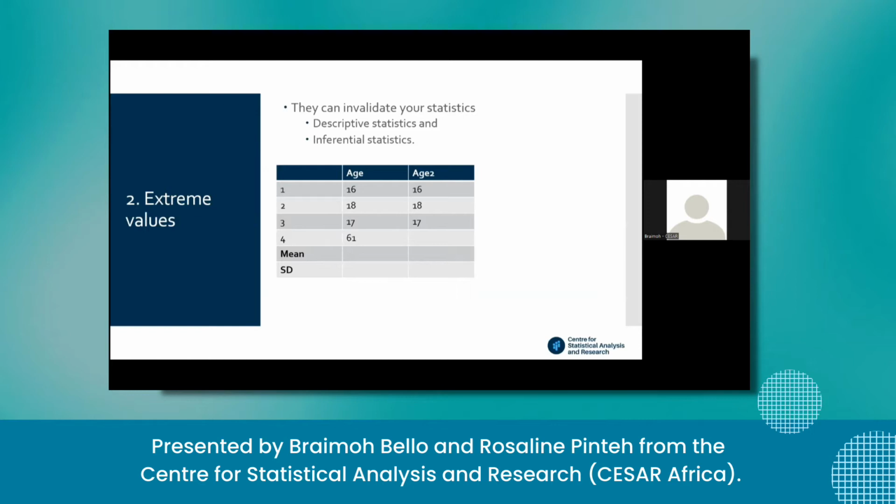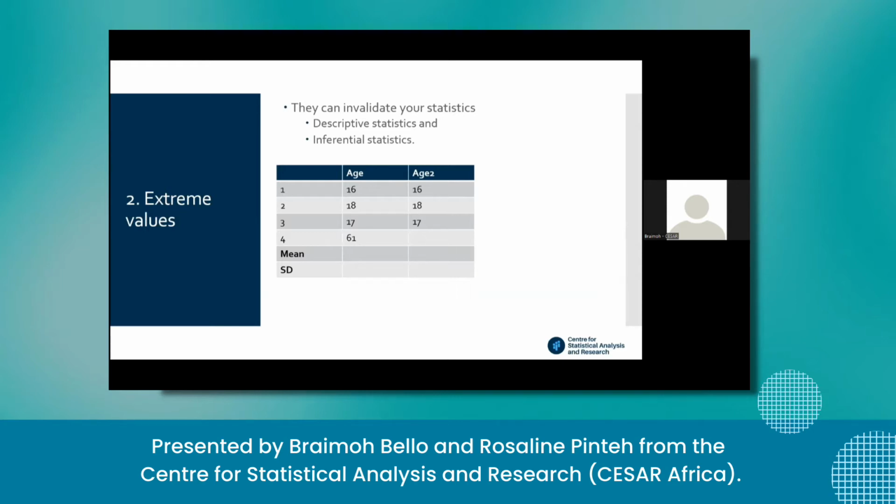When you tell me that the mean age of a group of students is 28, what do I think? I think master's and PhD. When you tell me the mean age of a group of students is 17, what do I think? I think grade 11, 12, or in that range.